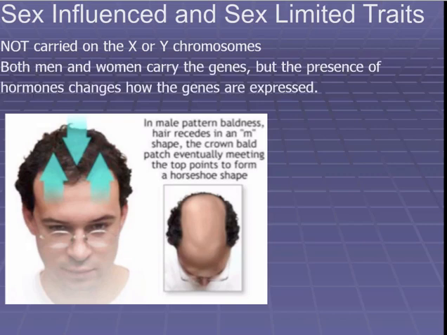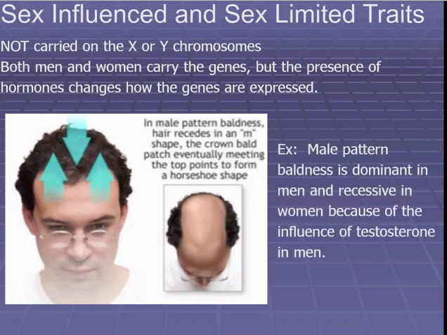So both men and women carry the genes, but the presence of hormones affects how these genes are expressed. The primary hormone in women is estrogen, the primary hormone in men is testosterone, and the presence of those hormones affects how those traits look. The most common example is male pattern baldness. It's dominant in men and recessive in women because of the influence of testosterone in men.